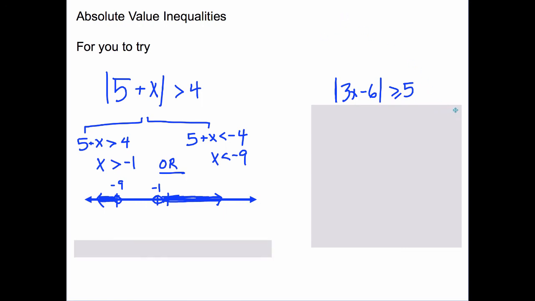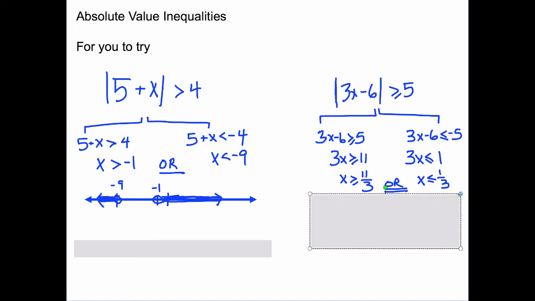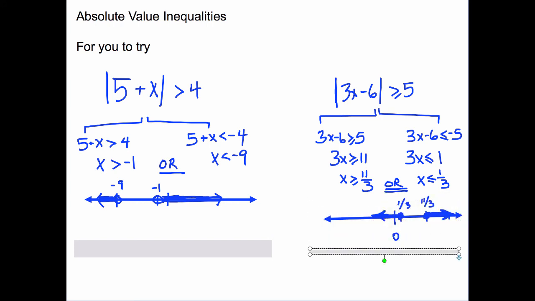For the second problem, the absolute value of 3x minus 6 is greater than or equal to 5. We split this up into two problems. 3x minus 6 is greater than or equal to 5, or 3x minus 6 is less than or equal to negative 5. We add 6 to each side, divide each side by 3, and we get x is greater than or equal to 11/3, or x is less than or equal to 1/3. The solution on the number line looks like this. And remember that when you write the solution, you will be writing this part of the solution this way, and then giving the number line solution. And there you go.